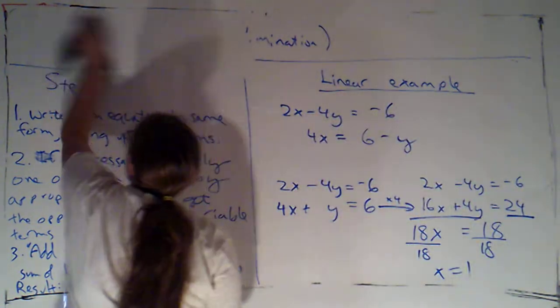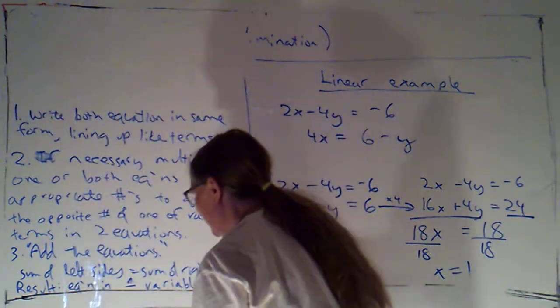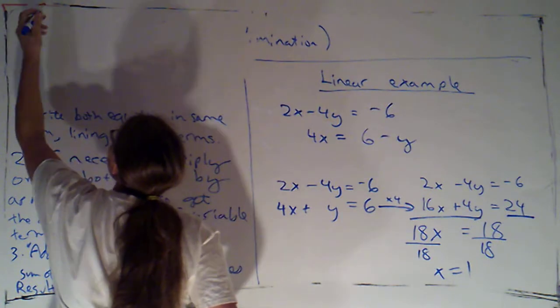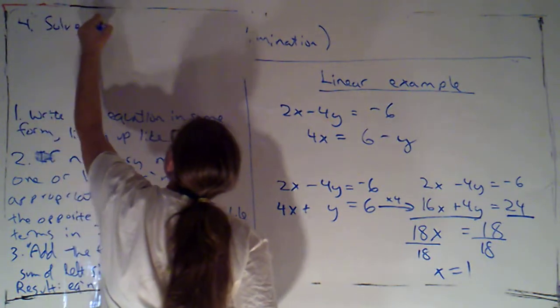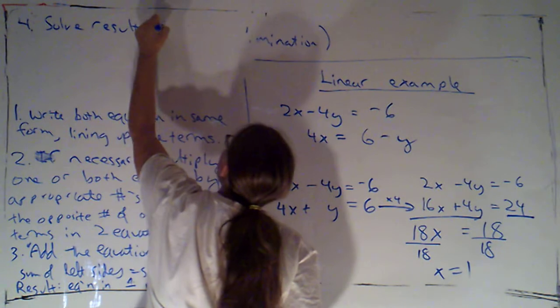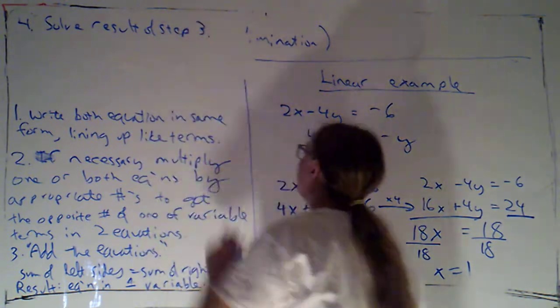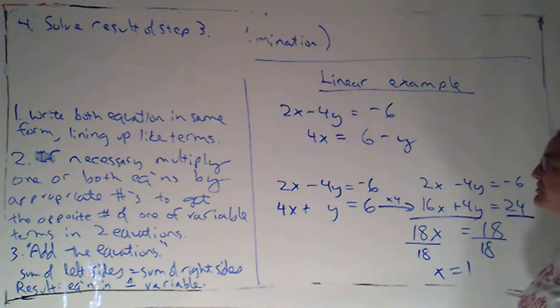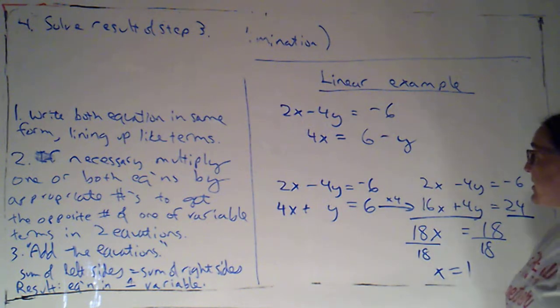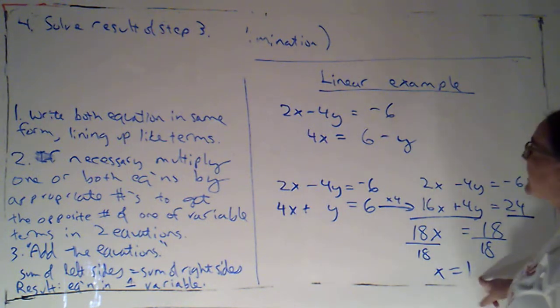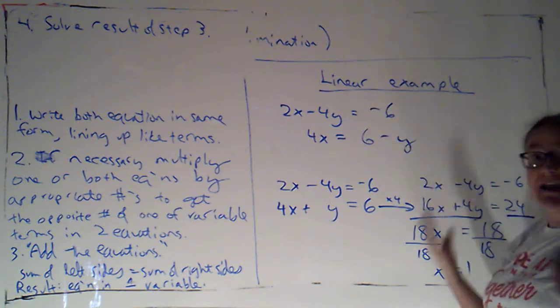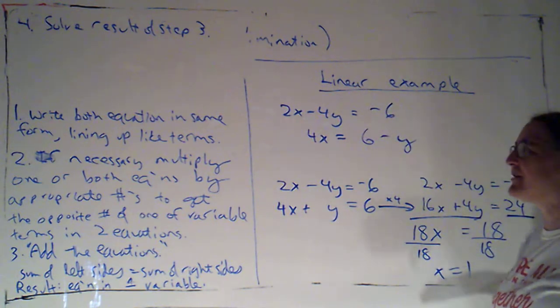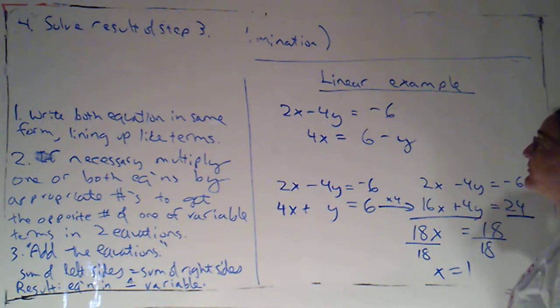Now I'm running out of space here, so I'll just continue. Step 4, we'll start up here at the top, solve the result of step 3. And then again, we're not done because we've got one of the 2 variables. I need to know both of them. So once I know x, I can plug back into any of the equations that have 2 variables, and I can then solve for y.